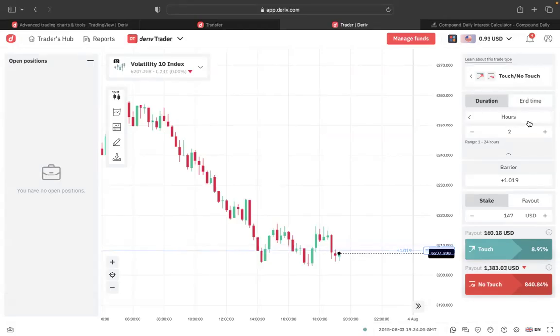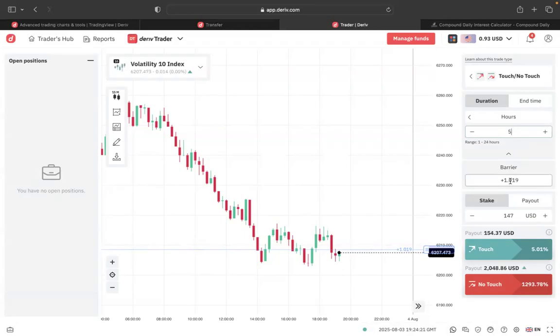Now, as you can see, duration, you can set whatever duration you want here. We're probably going to be using 5 to 10 hours duration. Let's say we are using 5 hours duration. We're using 5 hours, right? I'm going to be dropping signals. This is what I'm just going to do. I'm going to tell you, go to your account, right? Go to touch/no touch, and that's how amazing this is. Set your duration to 5 hours, and then there's something called barrier.